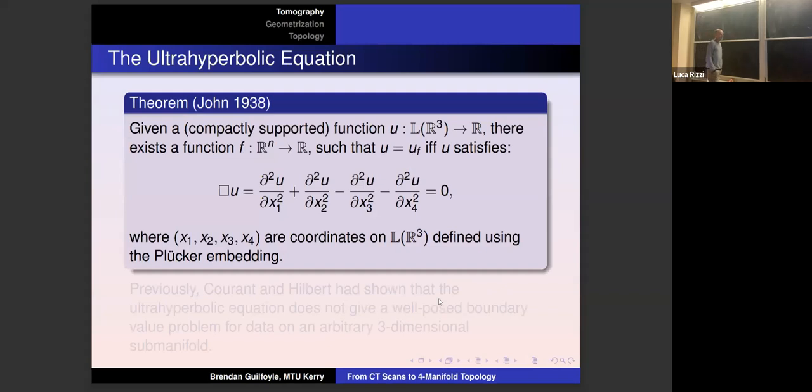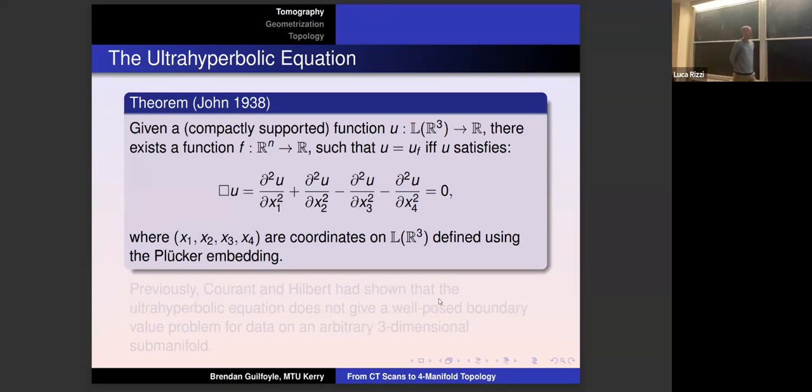Now, in 1938, in a seminal paper by Fritz John, here I'm talking about compactly supported functions, but in fact you could do this if they have the right asymptotic fall off at infinity. So if you're given a function on the space of lines, we want to know when it comes from an integral of a function in R3. And the answer is that it satisfies, again for compactly supported functions, you could also extend this to ones that have the right fall off at infinity.